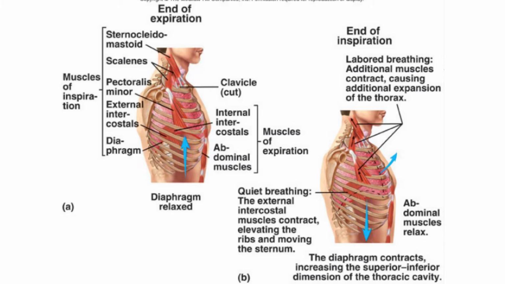See, by this picture you can see what is happening at the end of expiration: the diaphragm is completely relaxed. These are the muscles of inspiration: sternocleidomastoid muscles, scalenus, pectoralis minor, external intercostal, and diaphragm. These muscles are responsible for inspiration, and the muscles for expiration are internal intercostals and abdominalis.